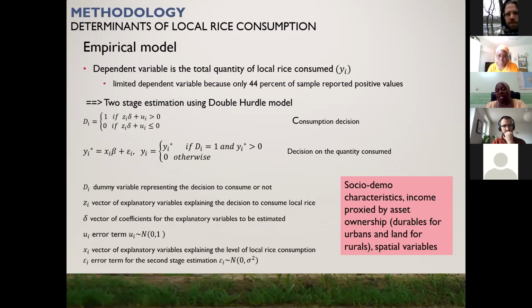We also have special variables. We disaggregated urban into many strata related to population. So this is our model for the determinants of local rice consumption.